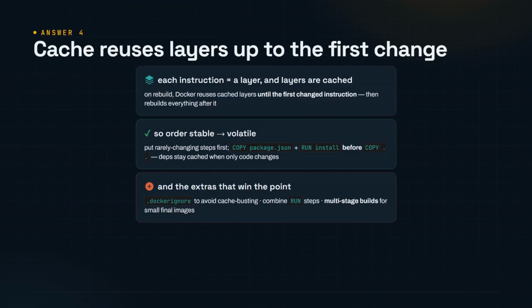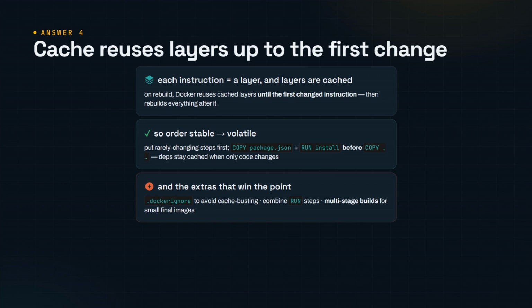The answer. Every instruction creates a layer, and Docker caches those layers. On a rebuild, it reuses them in order until the first instruction whose inputs changed, and from there down, it rebuilds everything. So order your Dockerfile stable to volatile: copy your dependency manifest, and install dependencies before copying your source. So when only your code changes, the expensive dependency layer stays cached.